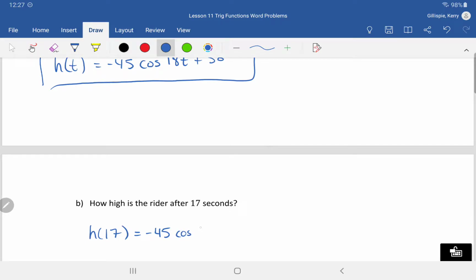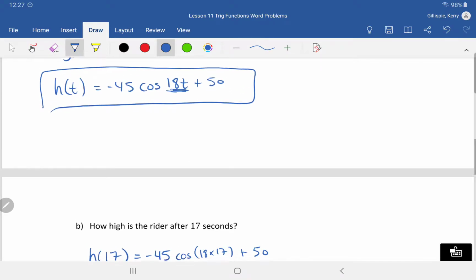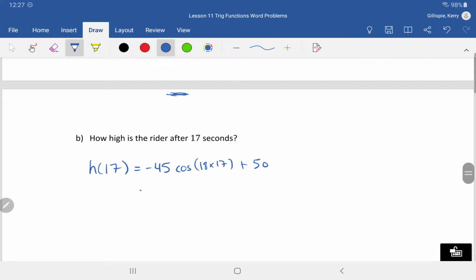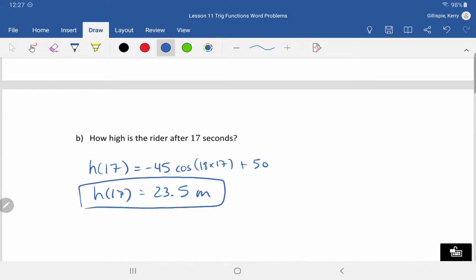When you're putting in 17 here, you want to make sure you're doing cos of 18 times 17. So you're making sure you do the cos of the entire 18 times the 17. On your calculator, you can do negative 45 cos, put in the bracket here, make sure you're multiplying 18 by 17, close the bracket, and add 50 to the whole thing. And the rider is at a height of 23.5 meters at 17 seconds.